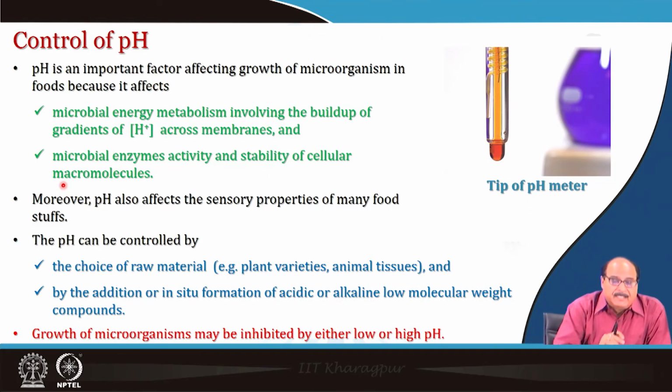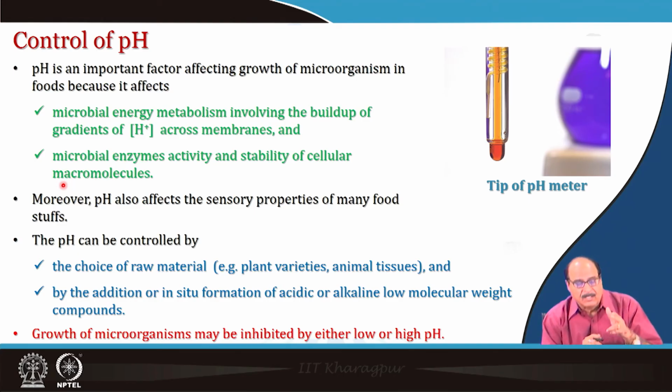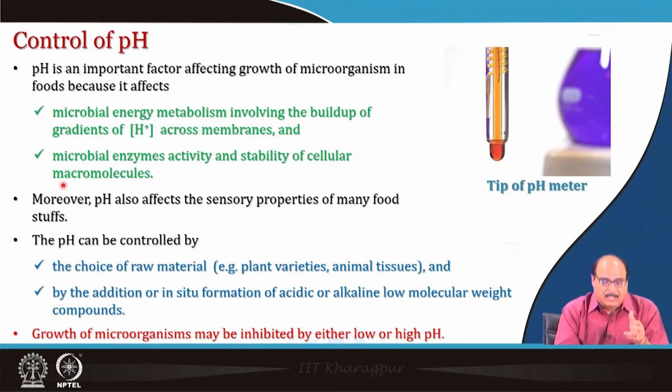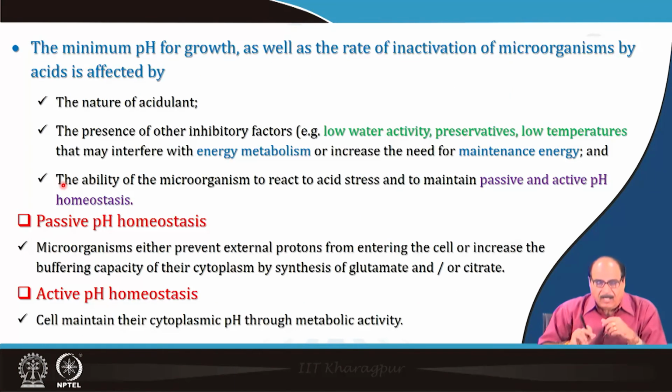Control of pH, that is, pH is an important factor affecting growth of microorganisms in food, because it affects microbial energy metabolism involving the buildup of hydrogen ion concentration across membranes, and the microbial enzyme activity and stability of cellular microorganisms. Moreover, pH also affects the sensory properties of many foods. Okay. So, pH can be controlled by the choice of raw material, and by the addition of, or in situ fermentation of, acidic or alkaline low molecular weight substances. So, growth of microorganisms may be inhibited by either low or high pH.